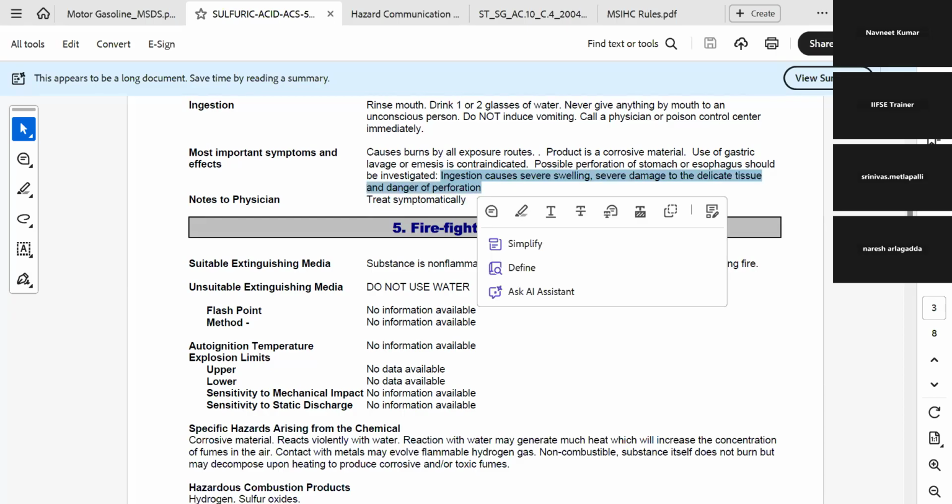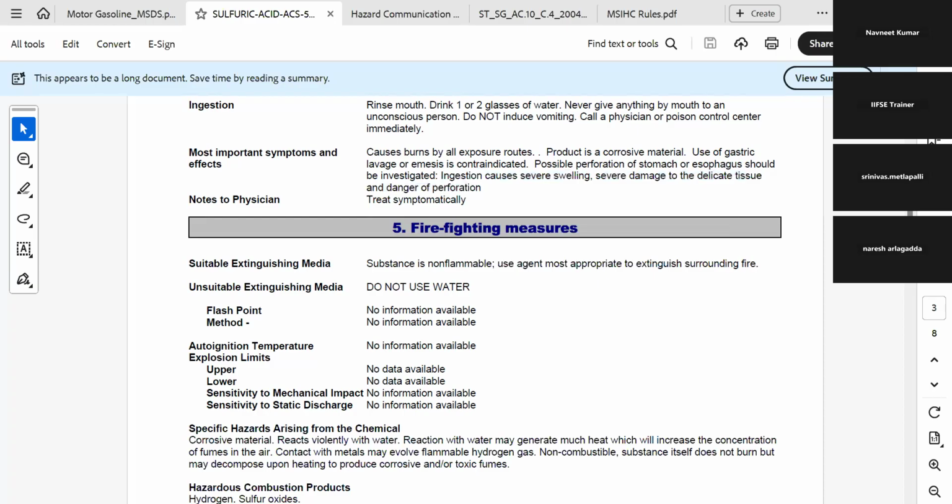These are the effects. It will cause swelling, severe damage to the delicate tissues, and also danger of perforation. So basically, swelling and also burns. The sensitive tissues will have severe damage.